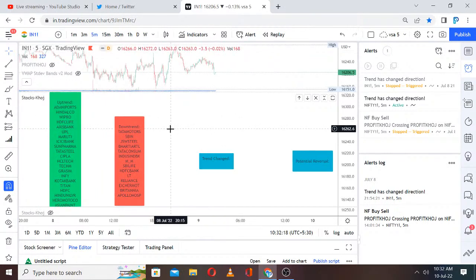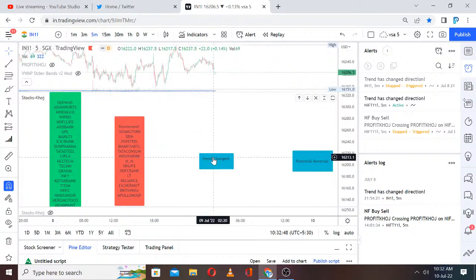So first, when you add here, you can see uptrend, downtrend, trend change, and potential reversal. So what are they? I'll explain one by one. Uptrend is that stocks that have already generated buy signal and it is trading above it. And downtrend are the stocks that are generated the sell signal and are trading in the sell signal.